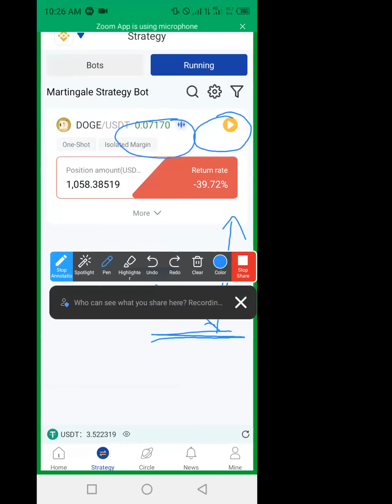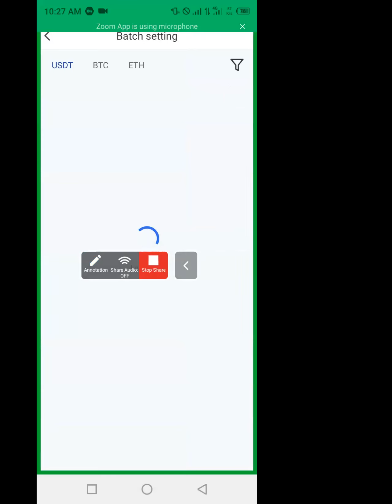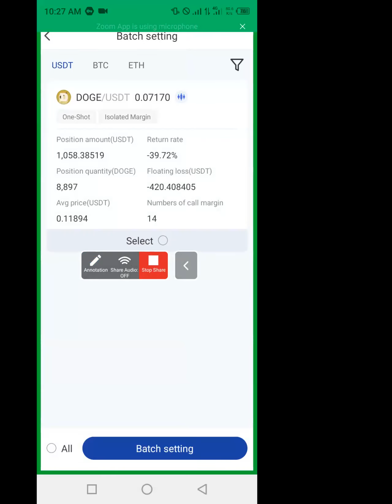There are three. We have this one for searching, if you are searching for something. Then we have this one, which is for settings. And then we have this one, which is a funnel. Now, what happens in those three? Let us see. When I click on the settings, it is just showing me my trade, which is running.